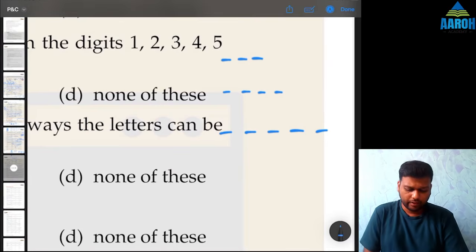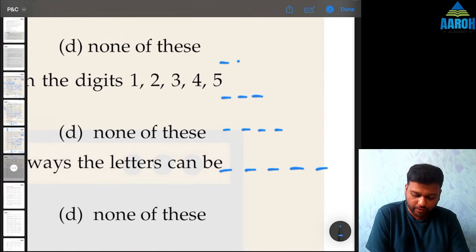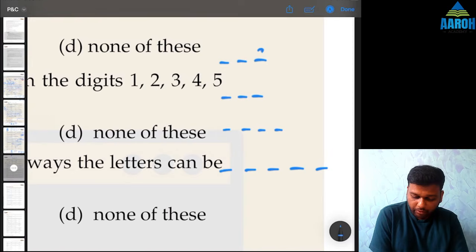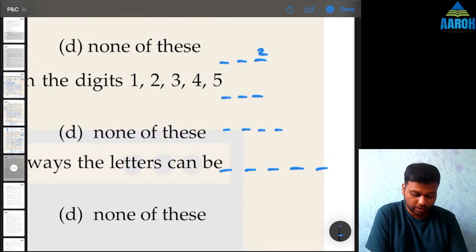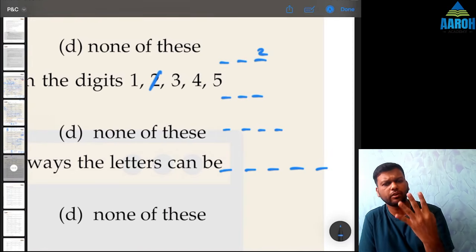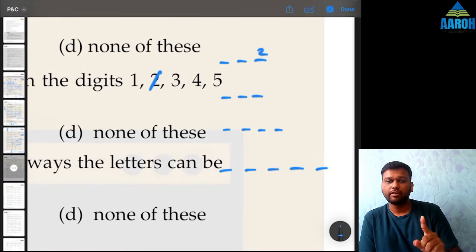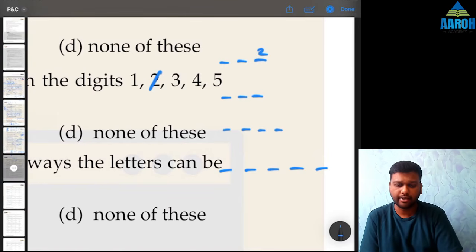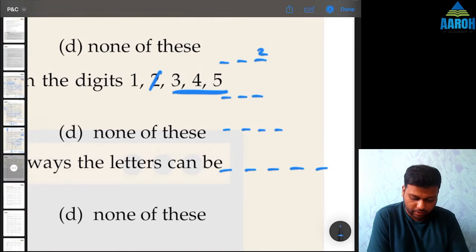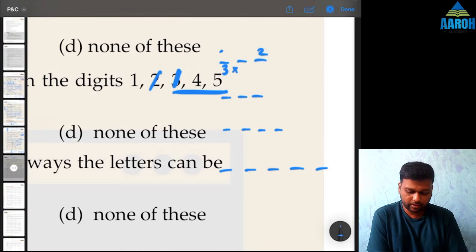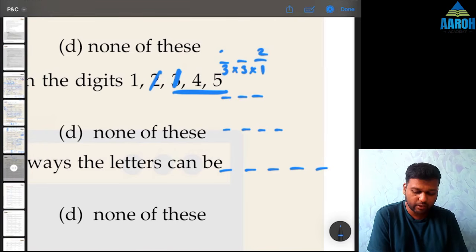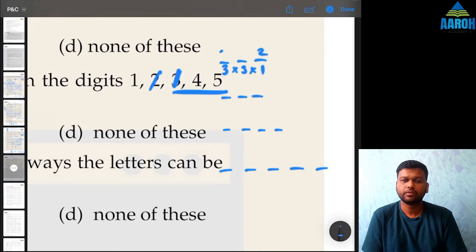Fine. Now let's take two cases for 3-digit numbers. Let's say you have 2 at the end. So 2 is gone. Now there are 4 numbers remaining, out of which the beginning number cannot be 1. Why? Because the number has to be greater than 300. So you have 3 options here. So 3 into, so 1 number is gone. Now again there are 3 options. So again 3, and here only one option, which was 2.